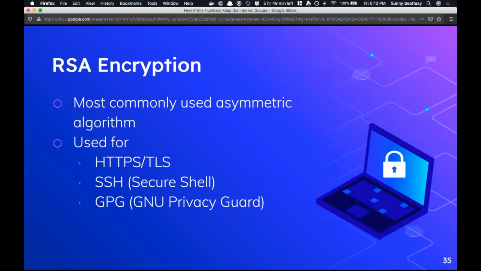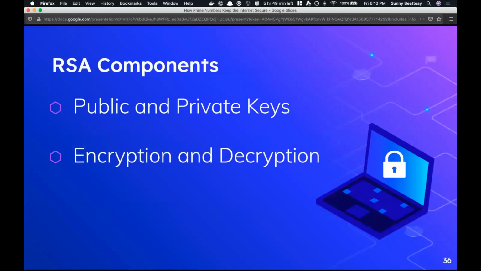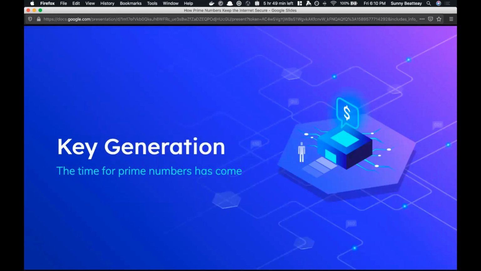So it's used for HTTPS, TLS, SSH, and GPG. If you aren't familiar with those acronyms, don't worry, it's not important. I just want to let you know that RSA is used for a lot of stuff. And there are two main components of the RSA encryption algorithm. There's the public and private keys, which we've gone over a little bit. There's also the process of encryption and decryption. We'll be covering both of these components, but we'll be starting with public and private keys because we'll need to know how to create them in order to then encrypt and decrypt messages. So now it's time for key generation and learning about how to generate public and private keys.